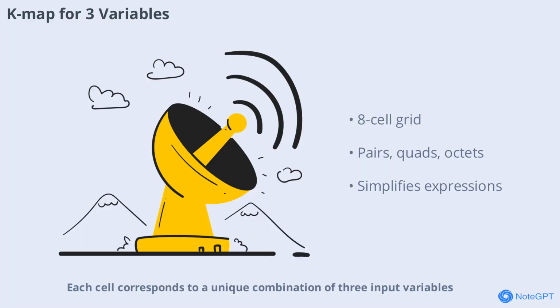Each cell corresponds to a unique combination of 3 input variables. The process remains the same: fill in the cells with output values, then look for groups of ones or zeros. These groups can be pairs, quads, or even octets depending on the pattern. The larger the group, the simpler the resulting Boolean expression.